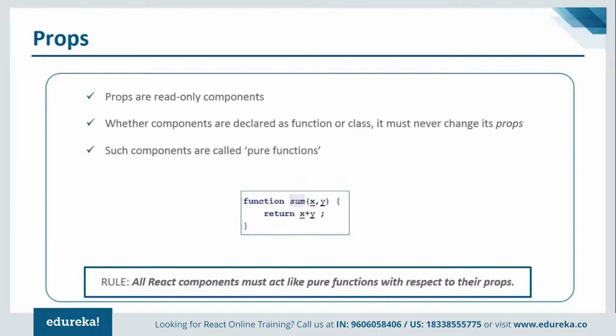Whenever a component is declared as a function or a class, it must never change its props. All such components are therefore called pure functions. If you see this function as I have shown in this demo, we have the function called sum, which is accepting arguments x and y. So its job is to always return the sum. So whenever this function is called, it will never change its props. In React, the only rule we must follow is that all React components must act like pure functions with respect to their props. So let's find out how it's happening with the help of a practical demo.